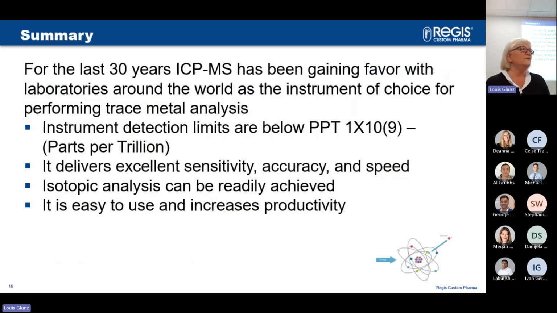In summary, I would like to say that for the last 30 years, ICP-MS has been gaining favor with laboratories around the world as the instrument of choice for performing trace metal analysis. Instrument detection limits are below parts per trillion, and it only gets better as they build new ICP-MS instruments. It delivers excellent sensitivity, accuracy, and it's very fast. Isotopic analysis is now very readily achievable because of ICP-MS. ICP-MS is very easy to use and increases productivity. This is all that I have for today.